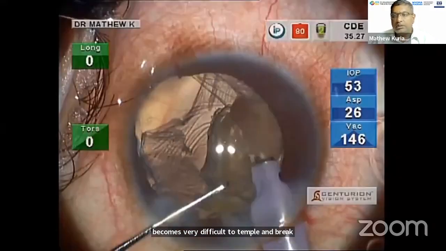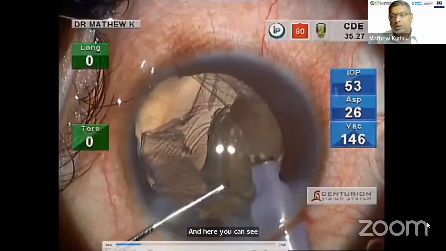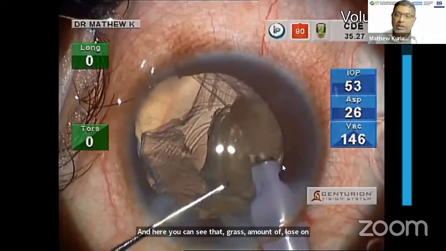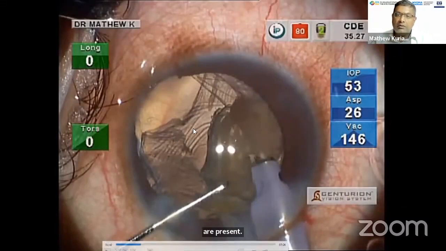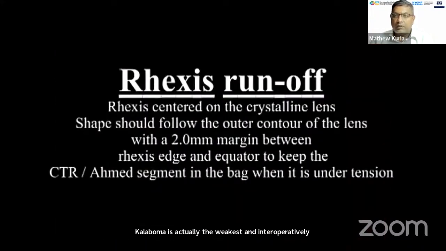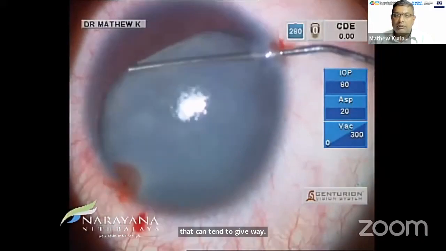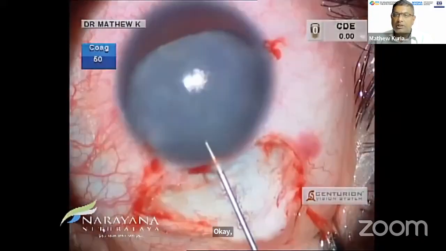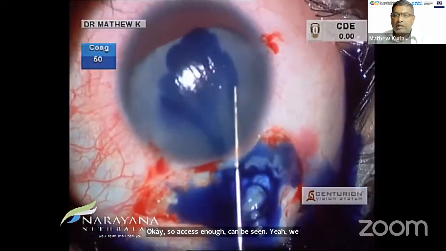Here you can see that a gross amount of loose zonules are present. In coloboma eyes, the area of the rhexis near the coloboma is actually the weakest, and intraoperatively that can tend to give way. Okay, rhexis runoff can be seen. Here we are just tamponading the area of the dialysis.